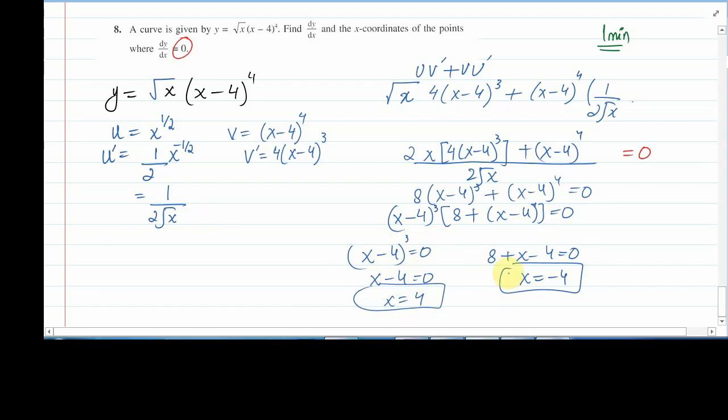There is one mistake here, that this 8, it's basically 8x, right? So now it's 8x plus (x minus 4) equals to 0, and we can solve the equation here. So 8x plus x, it's 9x minus 4 equals to 0, and x equals to 4 divided by 9. Alright, so these are the two final answers for x which we need to find out.